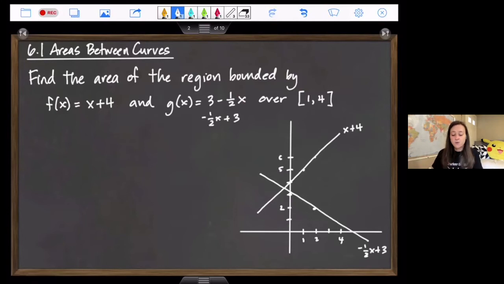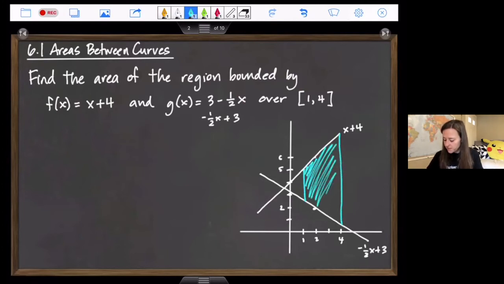This one's going to be a really straightforward one. We don't need to do anything fancy here. So I'm just going to go ahead and shade that area so we get an idea of what we're doing. So then x equals 4, I'm going to draw kind of a vertical line. So we're talking about this area here. All right, so pretty straightforward.